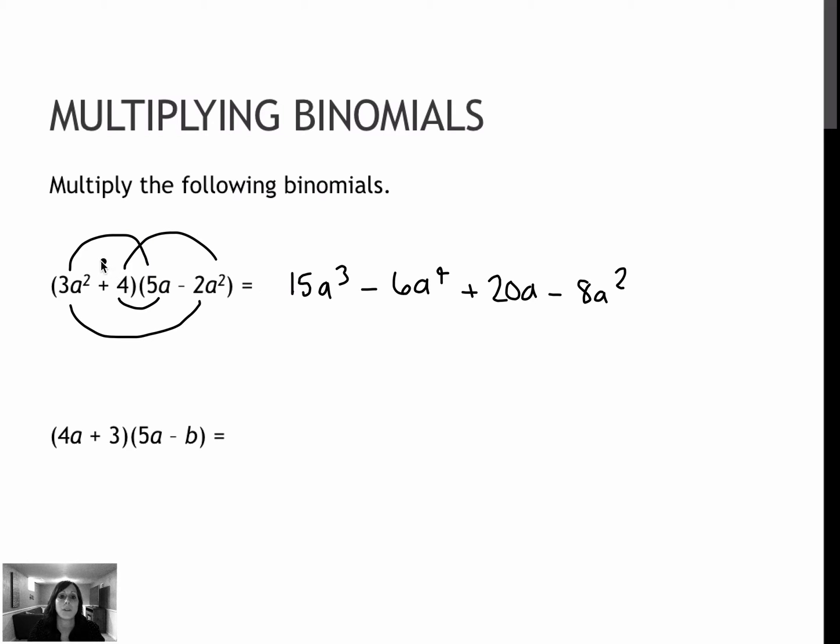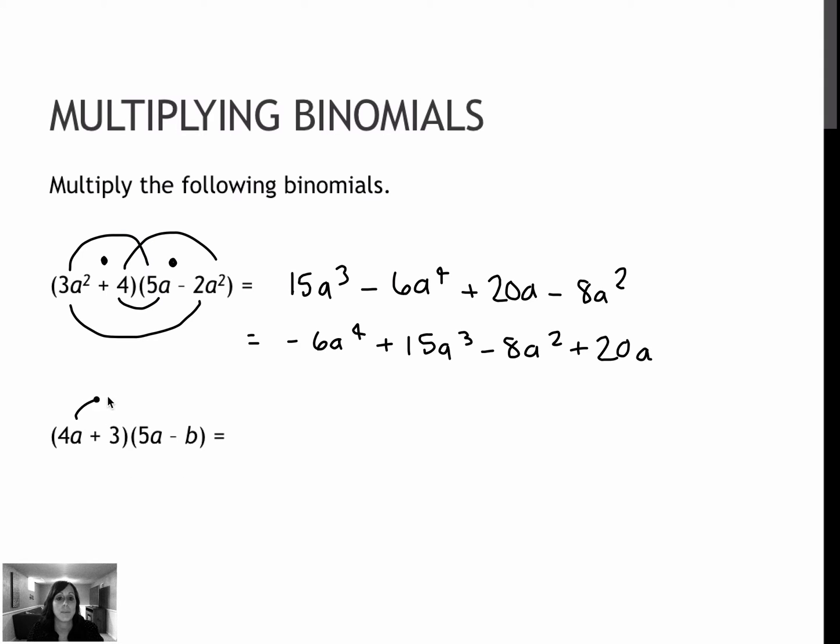Now I know I've completed the FOIL process when I've created Mr. FOIL. This answer is okay, but we know that we'd like to write our answer in standard form, and so even though none of these values will actually combine because they're not like terms, I'm going to rearrange it to put my negative 6a to the fourth first, and then plus 15a to the third, minus 8a squared plus 20a.